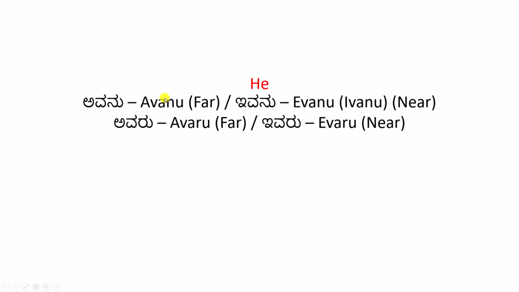All right, now we choose avanu for he when the person you are referring to is far away from you. We choose ivanu for he when the person you are referring to is near you. Okay? Now, when do we choose this and this? We will learn it later. Alright.